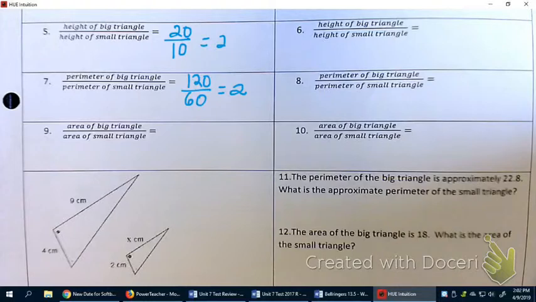All right. Now we want to take the areas and divide them. So, Zach, what was the area of the big one and the small one? 480 and 120. Good. And we get 4 when we divide them.